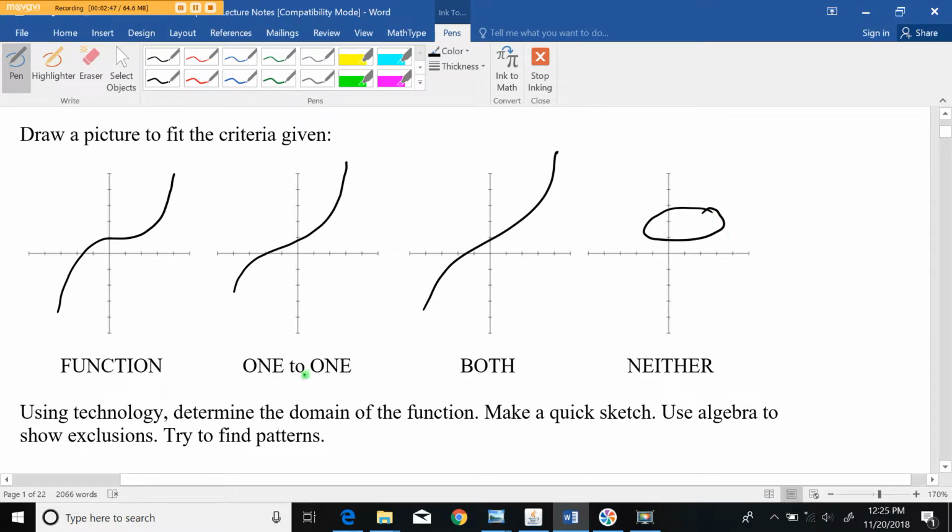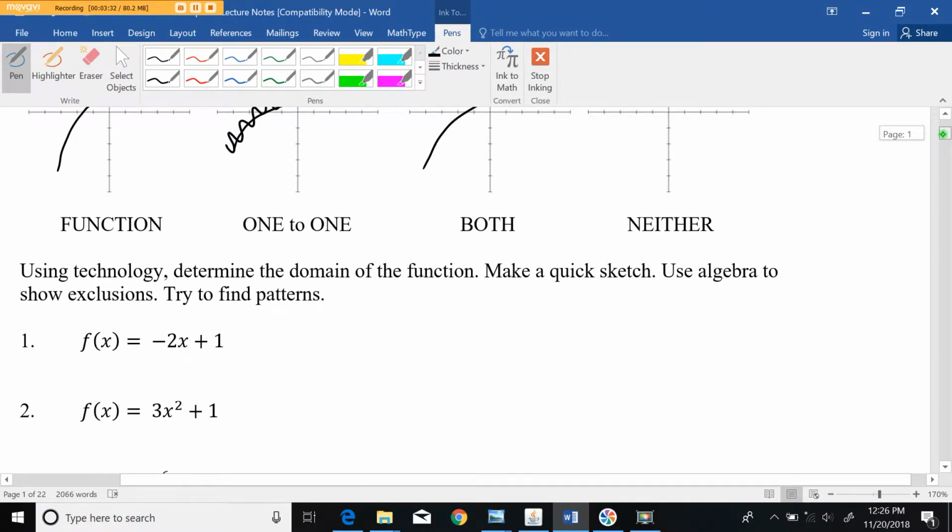So, 1-to-1 but not a function. So it passes the horizontal but not the vertical. Give me a moment here to picture that. A sideways parabola. That would pass the horizontal. It's 1-to-1 because if I pick any value of y, there's one value of x, but it doesn't pass the vertical. All right, let's move on here.